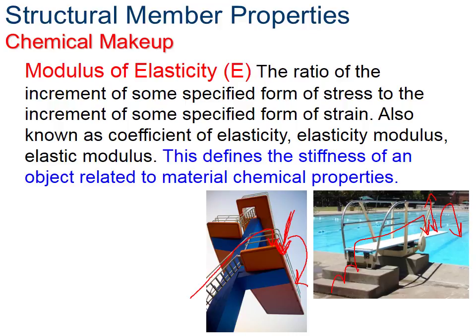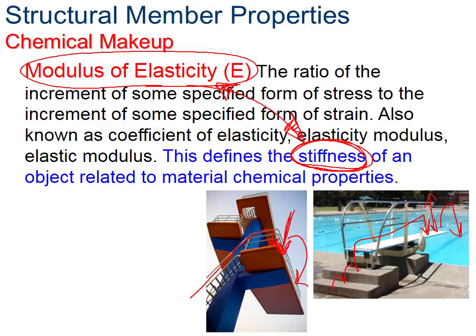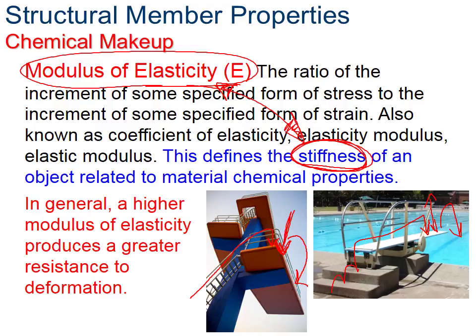So the modulus of elasticity deals with the stiffness. So this part right here, if you were trying to relate modulus of elasticity, I would say stiffness and modulus of elasticity are the two words you need to put together. So in general, a higher modulus of elasticity is going to produce a greater resistance to deformation. So this diving board over here, this one is going to have a higher modulus of elasticity, whereas the springy one has a lower modulus of elasticity.